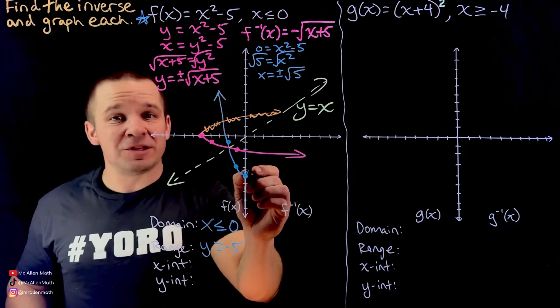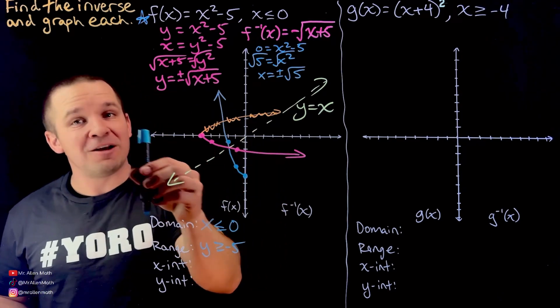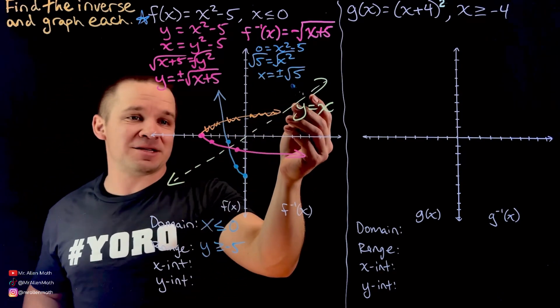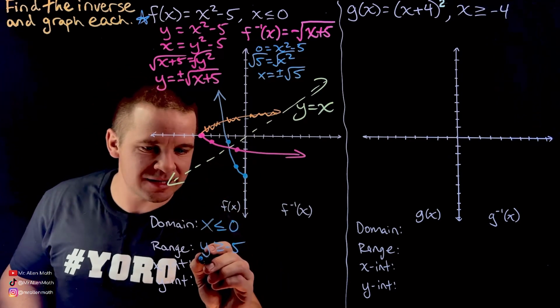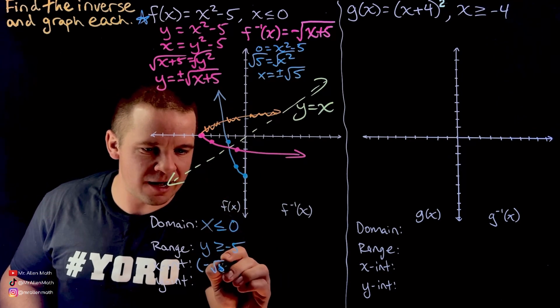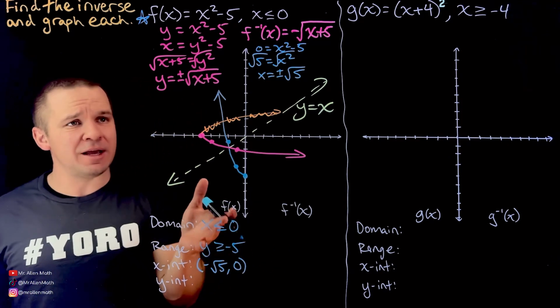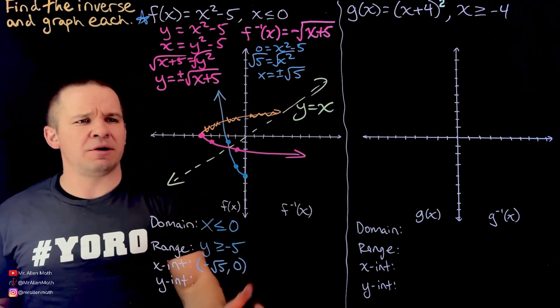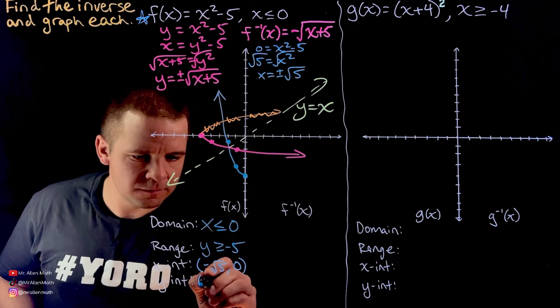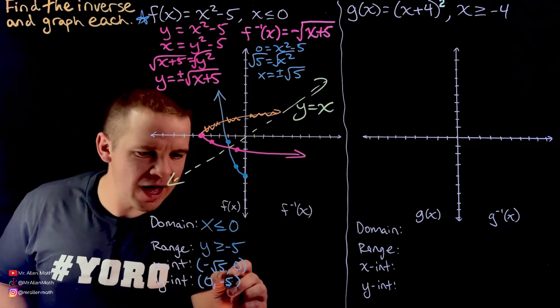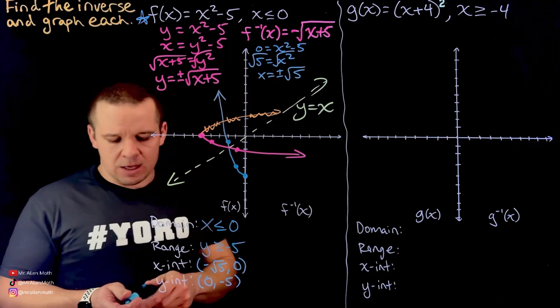Well, since we restricted the domain to be over here, less than or equal to 0, it's definitely not the positive one. It's got to be the negative one. So my x-intercept is negative root 5, comma, 0. And then my y-intercept here is at -5. So 0, comma, -5. That one we can see. That one's nice, all right?